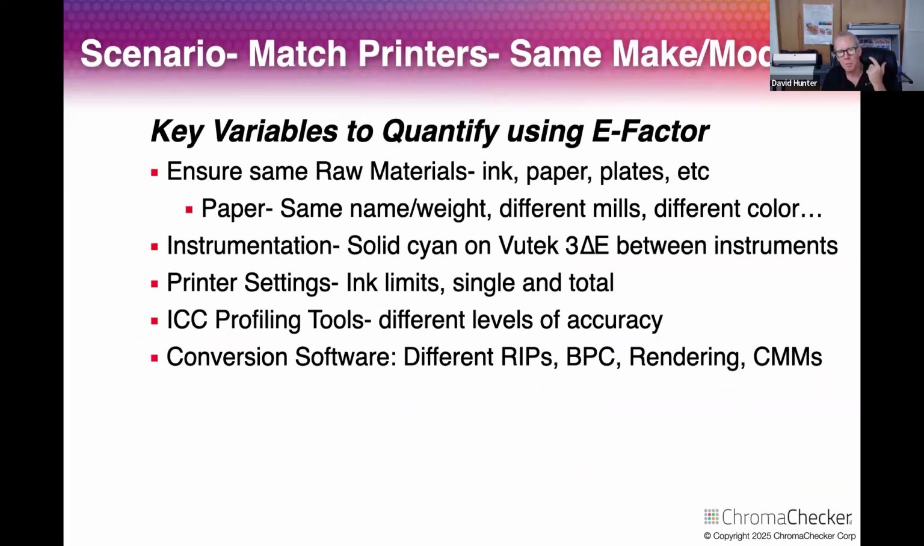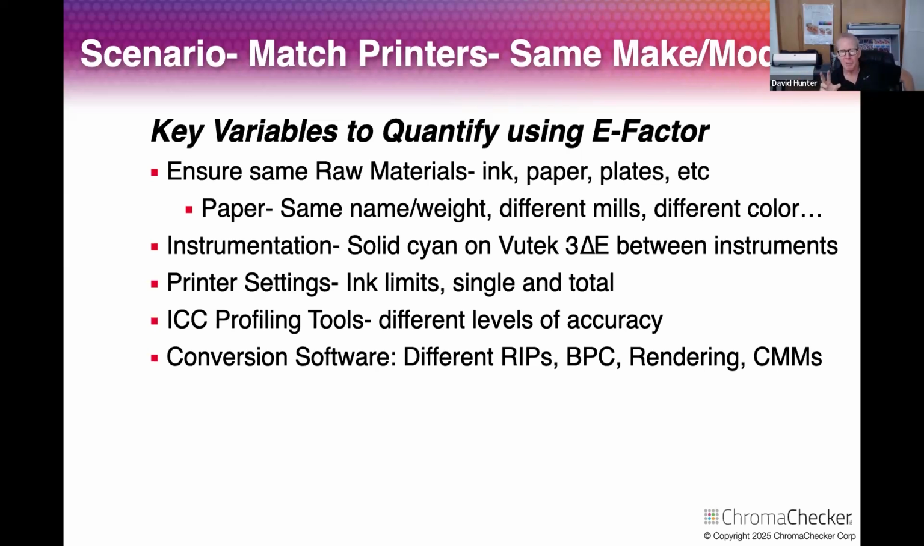So the scenario is matching same make and model printers. We want to ensure that we're using the same raw materials as much as possible. In one scenario that I'll share, one of the facilities was in Canada, and even though they got the same name and model paper stock, it had a different white point and different surface characteristics, meaning different absorption levels in terms of how the ink interacted with the paper. So we had to accommodate that.